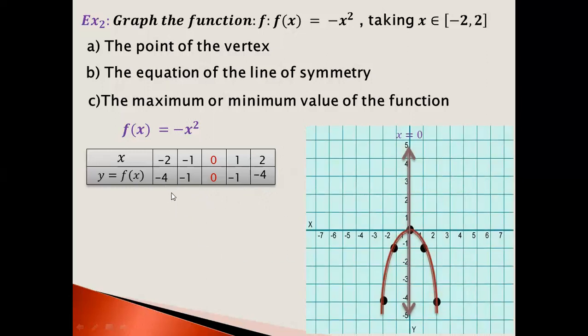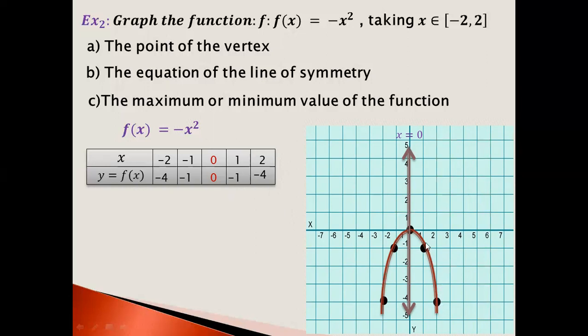Now we can plot these ordered pairs on the coordinate axes, x-axis and y-axis. The first ordered pair, negative 2 and negative 4, is located here. And the second ordered pair, negative 1 and negative 1, is located here. And the ordered pair 0 and 0 is located here in the center. It is the origin point. And the ordered pair 1 and negative 1 is located here. And the last ordered pair 2 and negative 4 is located here.